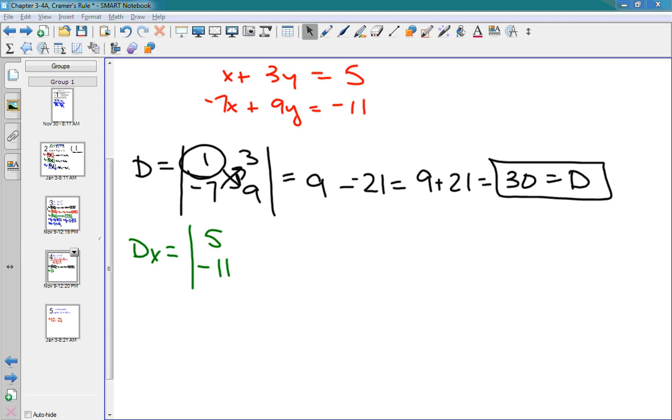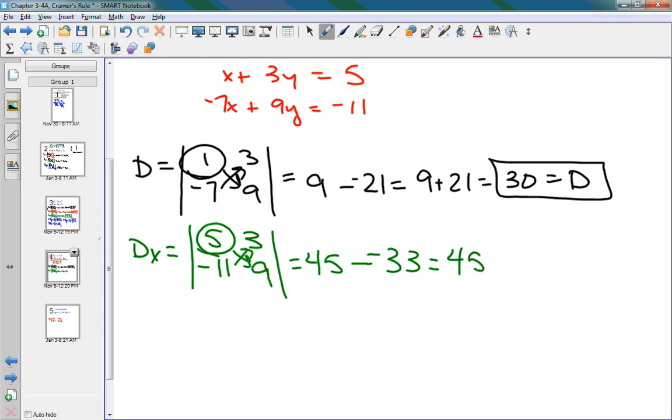So when I'm calculating dx, I get rid of the x coefficients. In place of them, I'm going to put the constants, and then I'm going to drop down the coefficients of my y's. So that's going to be 3 and 9. So now what? Let's multiply. 5 times 9 is 45, always and forever minus a negative 33. Minus the negative is a positive to give you a 78 as your dx.